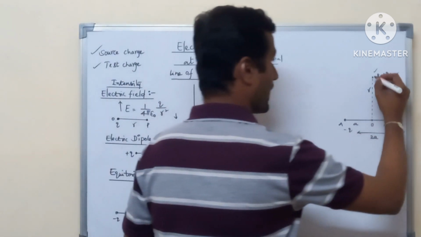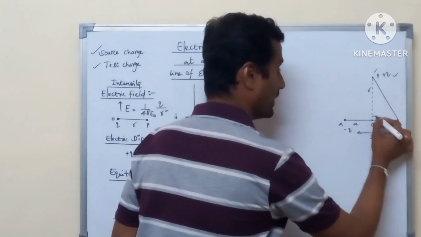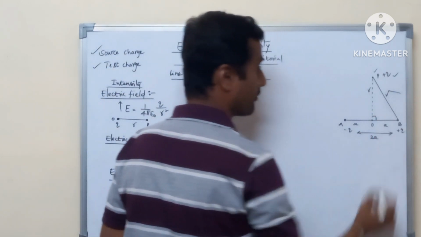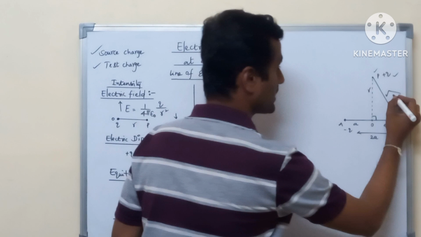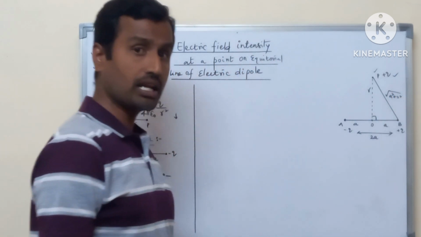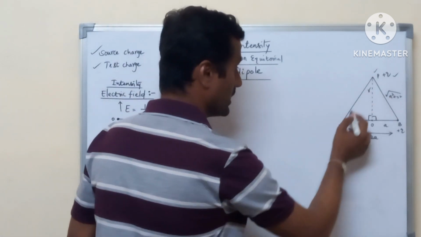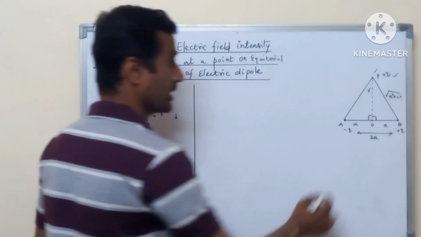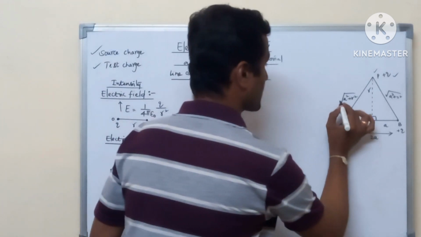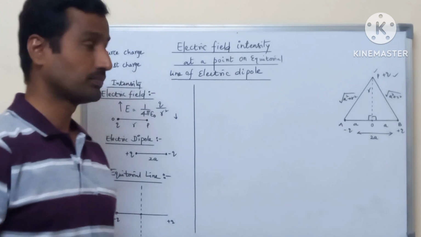Now draw a line from P to B. As it forms a right angle triangle, we know that the hypotenuse is equal to the square root of side square plus side square, that is square root of a square plus r square. Similarly, draw the line P to A. Here PA is also the hypotenuse in the right angle triangle POA, so the hypotenuse can be written as square root of side square plus side square.